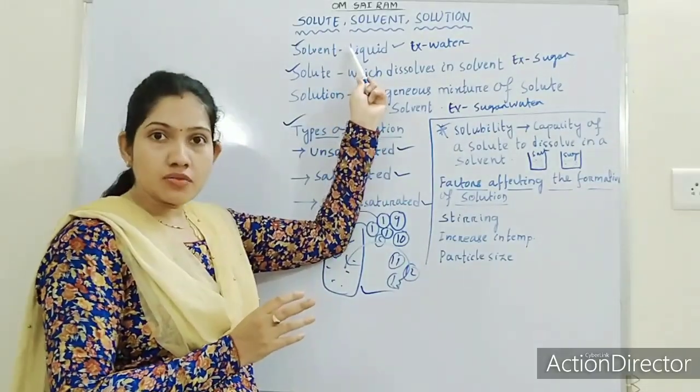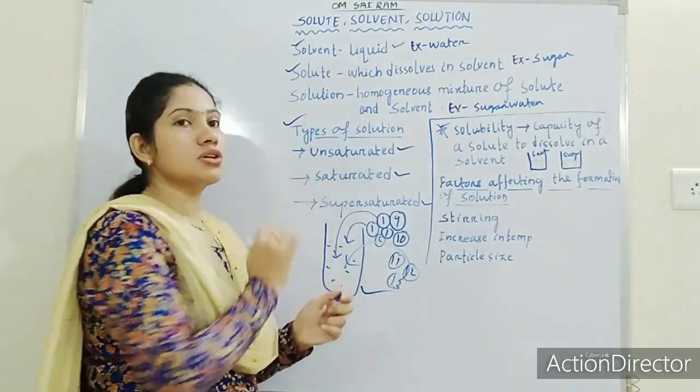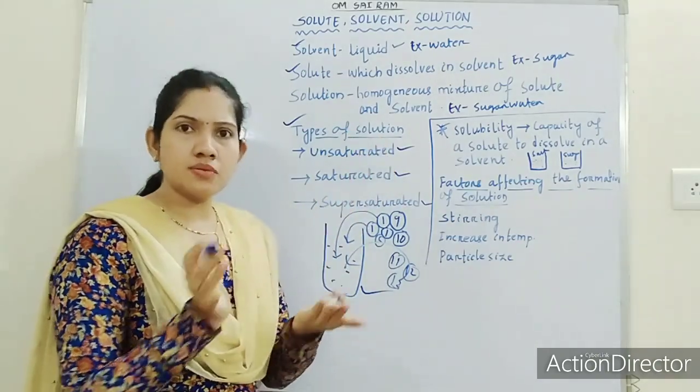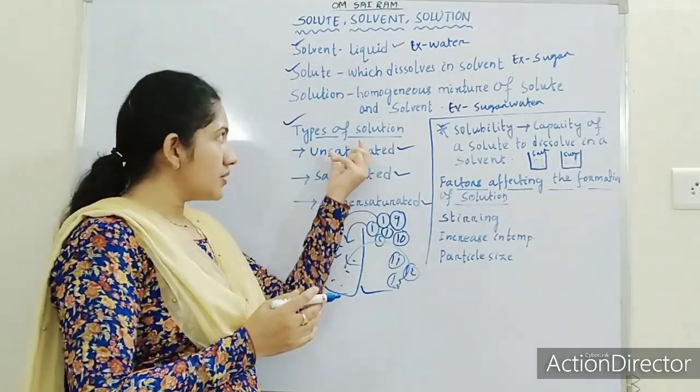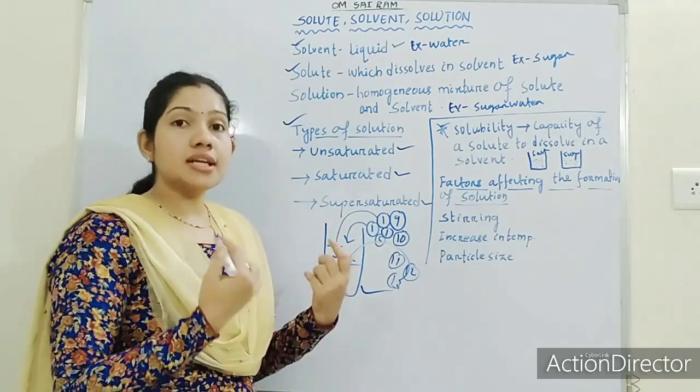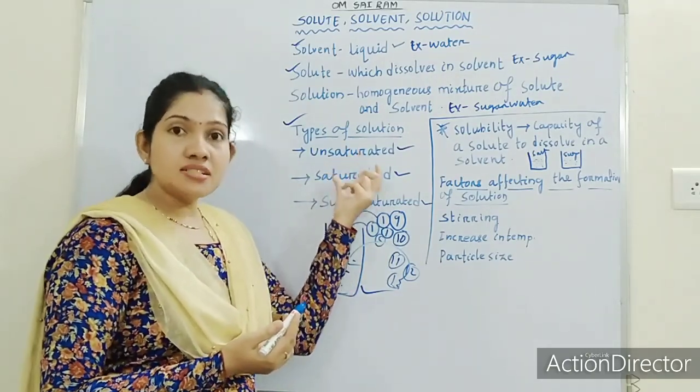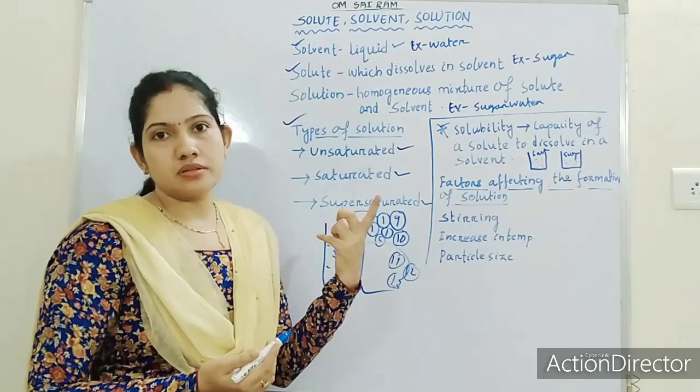to dissolve in solvent. There are four types of solutions you can get, because solution is the combination of solute and solvent only. So there are types of solution we can get: saturated, unsaturated and supersaturated. Got it?